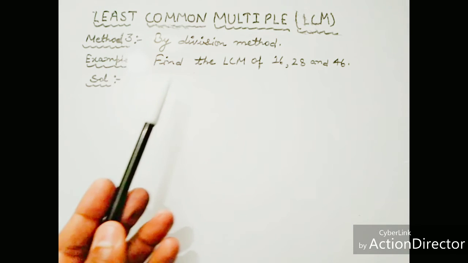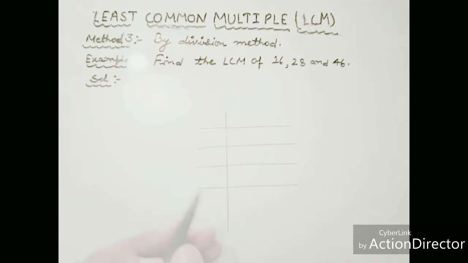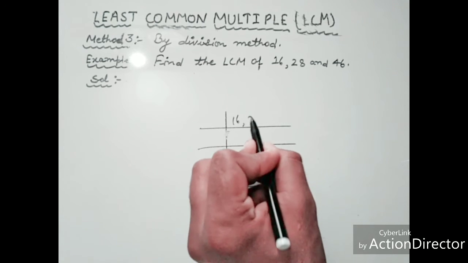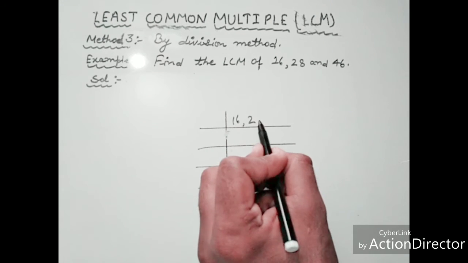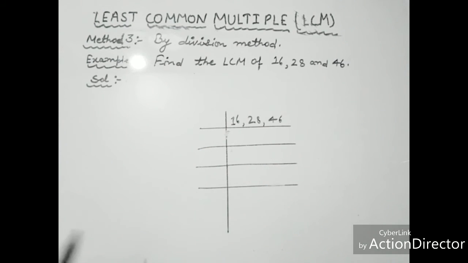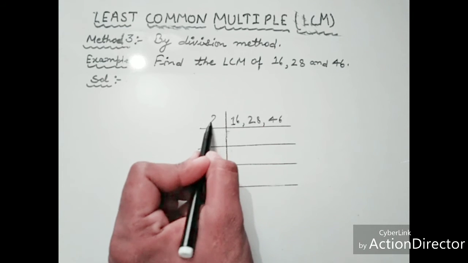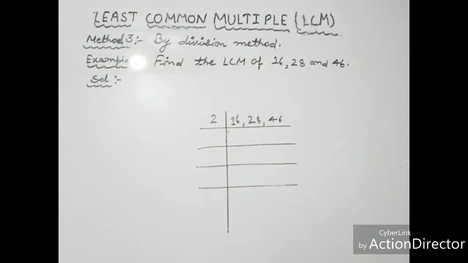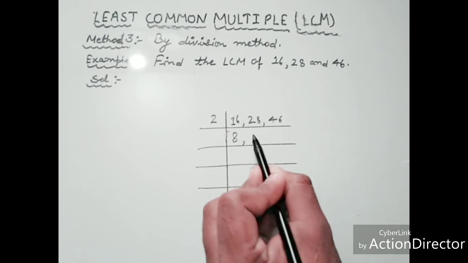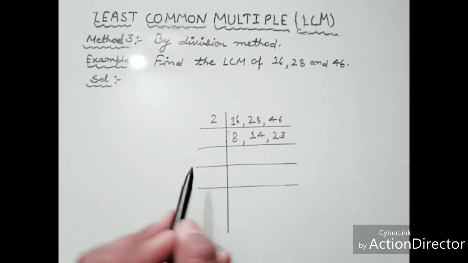Example, find the LCM of 16, 28 and 46. Now we write 16, 28 and 46. Now we divide these numbers by 2. First we divide by 2, then 3 and so on. So 2 8s are 16, 2 1s are 2, 2 4s are 8, 2 2s are 4, 2 3s are 6.